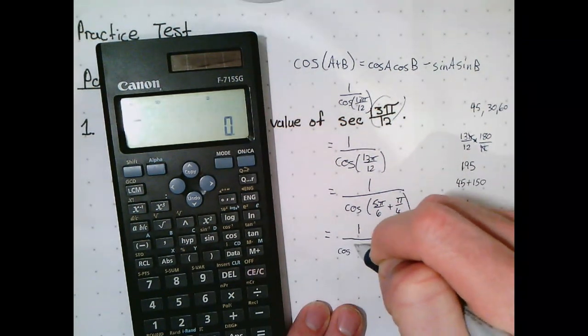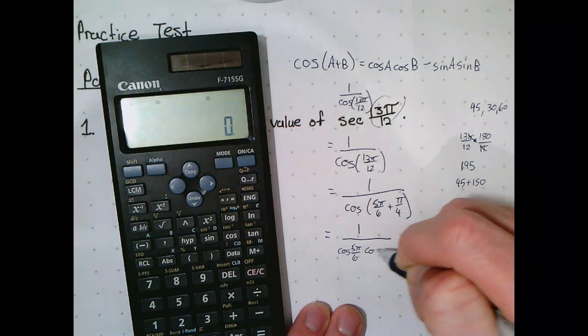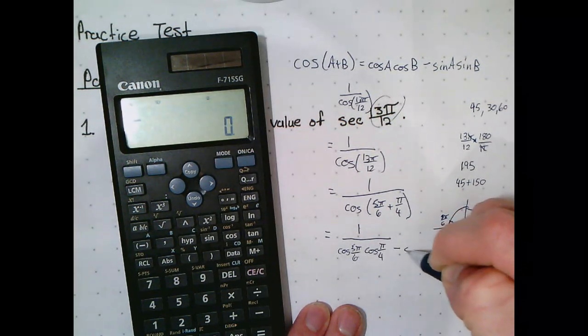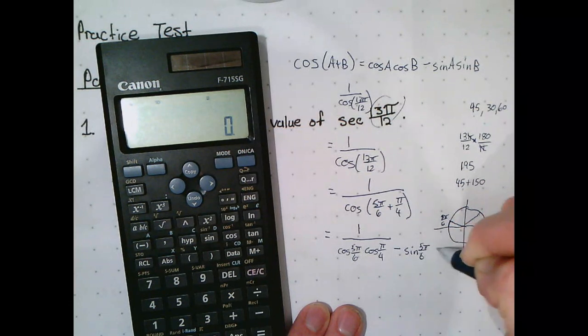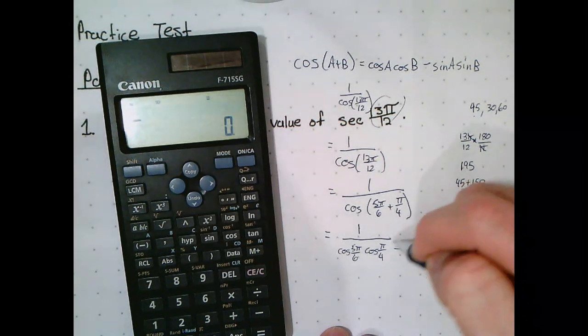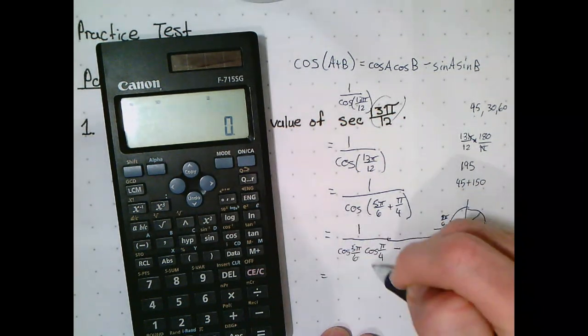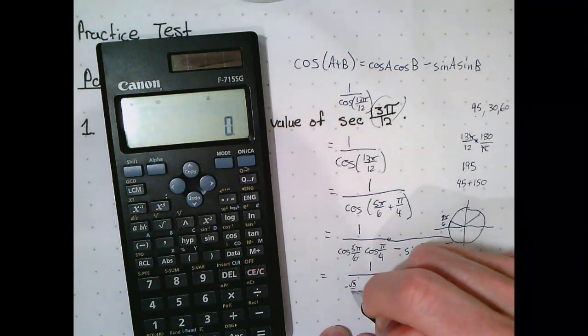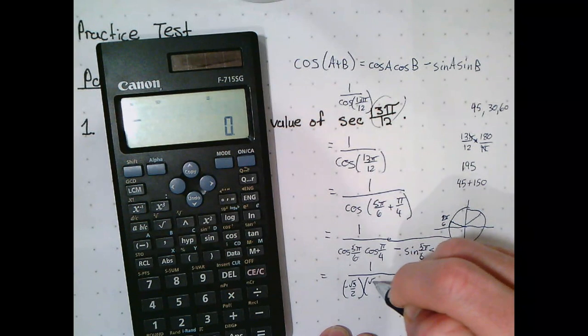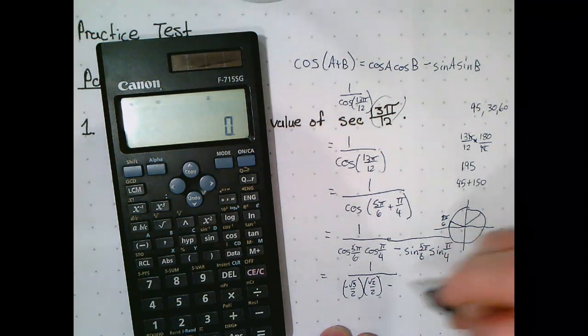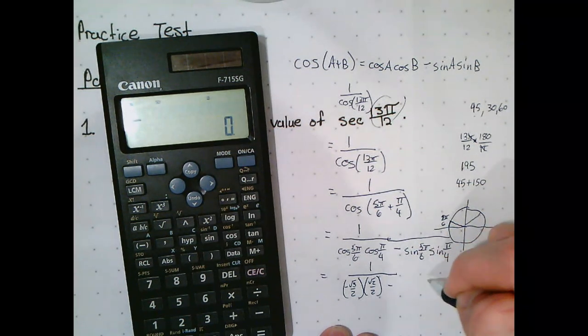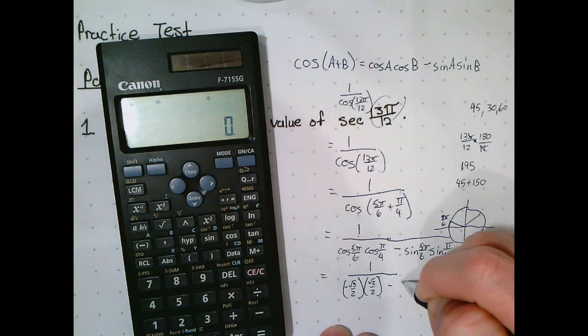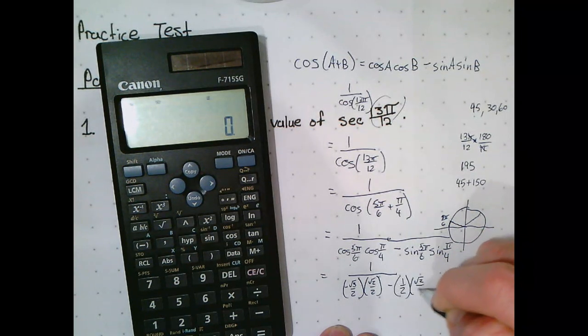So this will be the cos of 5 pi over 6 times the cos of pi over 4 minus the sine of 5 pi over 6 times the sine of pi over 4. Fantastic. And so that's 1 over all of this. And so this becomes 1 over the cos of 5 pi over 6, which is minus root 3 over 2, times the cos of pi over 4, which is root 2 over 2, minus the sine of 5 pi over 6, which is half, positive half, times the sine of pi over 4, which is root 2 over 2.